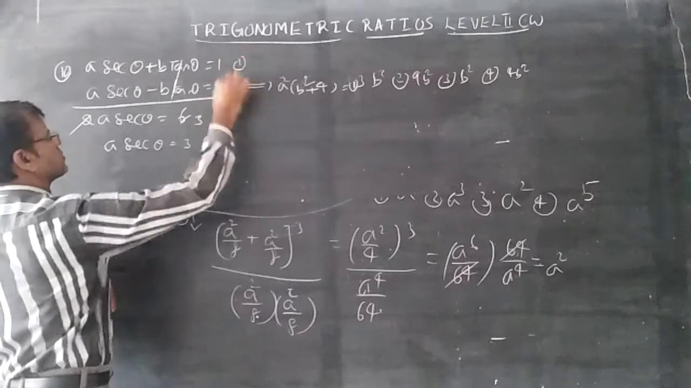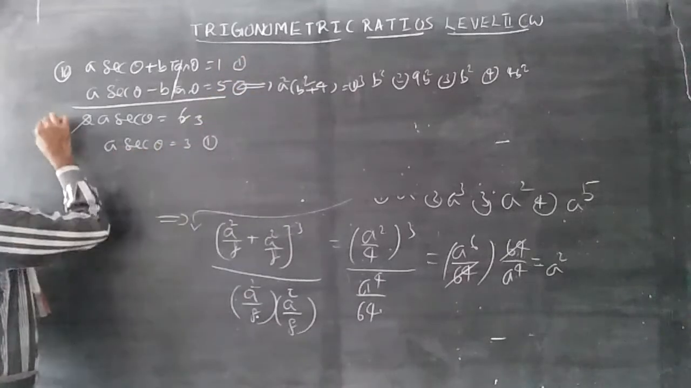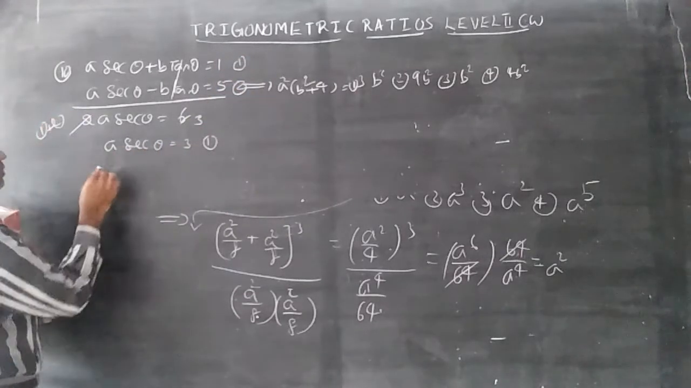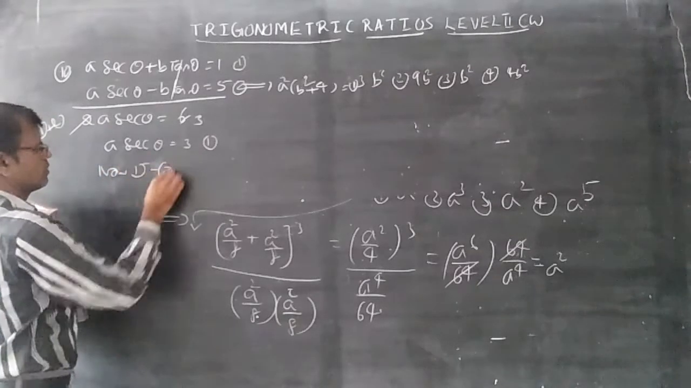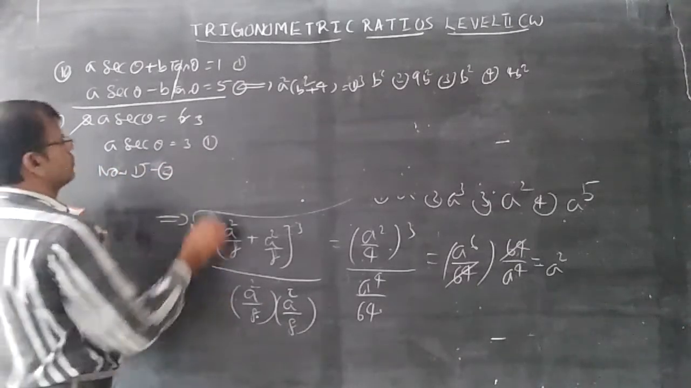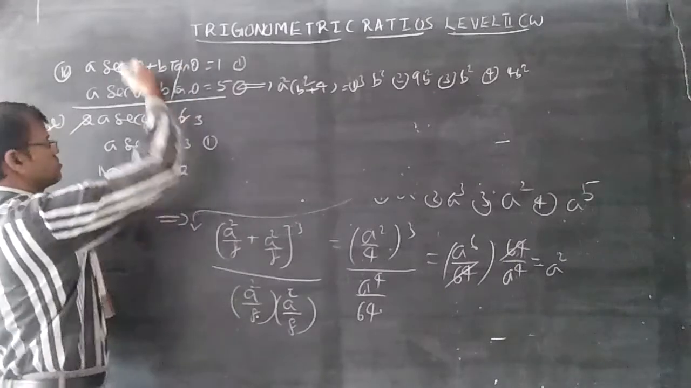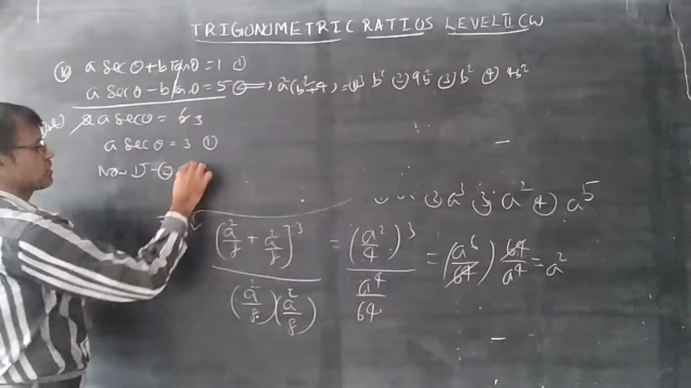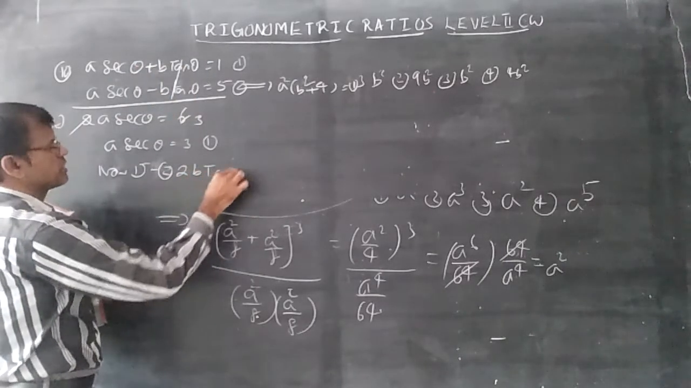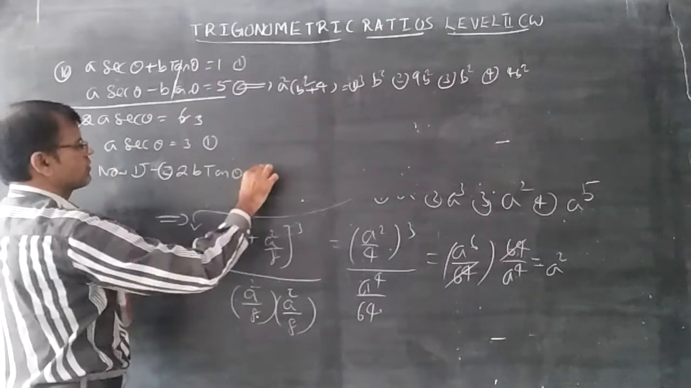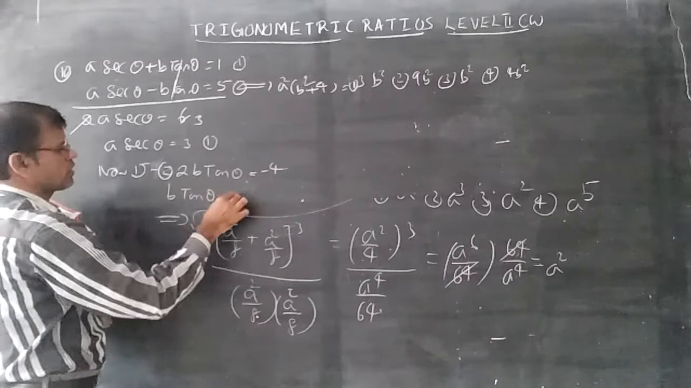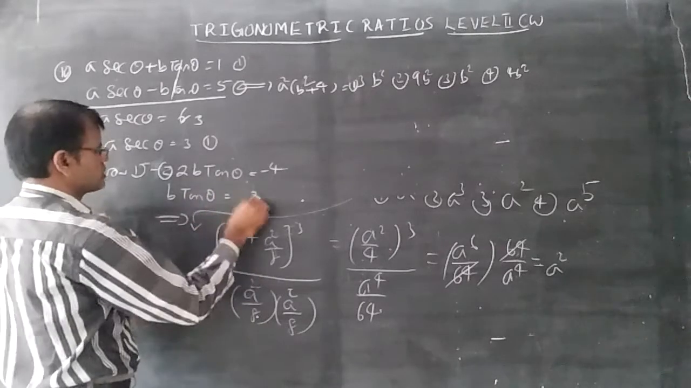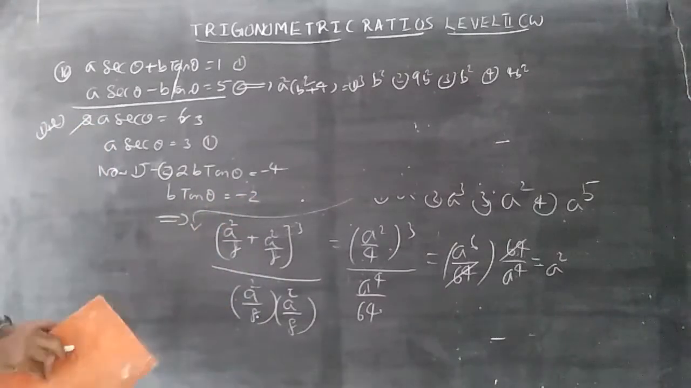Let it be the first equation and the second equation. Now we added 1 plus 2. Now we can do 1 minus 2. So what is 1 minus 2? Plus becomes minus and minus becomes plus. It becomes 2b tan theta. 1 minus 5 becomes minus 4. So b tan theta you can understand is minus 2. b tan theta is equal to minus 2.